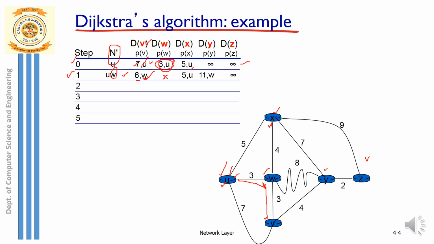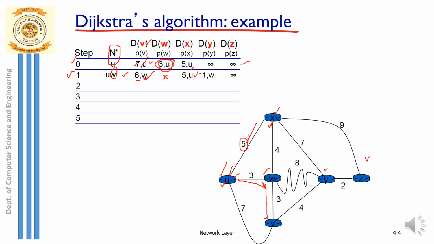So what is the distance? U to X, the distance is 5, and via W, if you are calculating, what is the distance again? 3 is the cost U to W, and W to X the distance is 4. So 3 plus 4 is 7, which you have to compare with the already entered cost 5. Out of 7 and 5, which is minimum? 5 is minimum, which we had already entered, so you don't have to update, you retain the same.